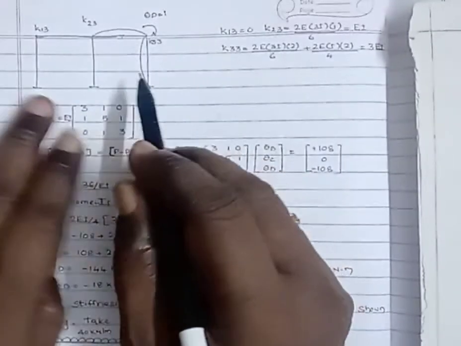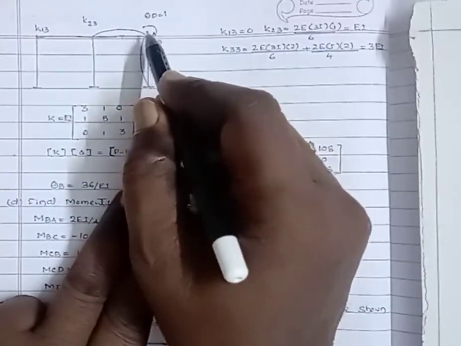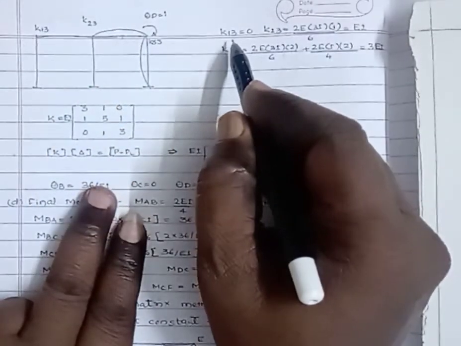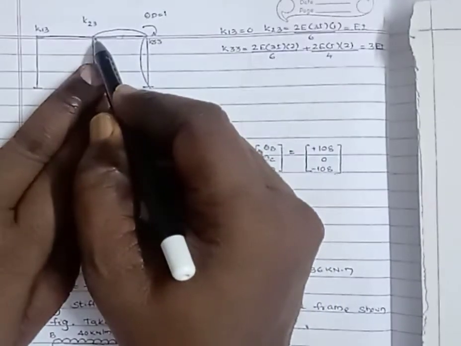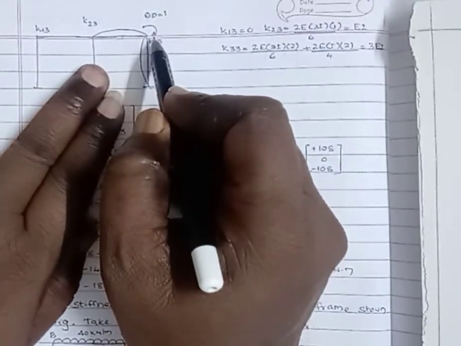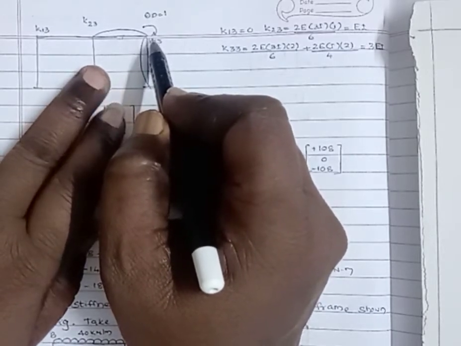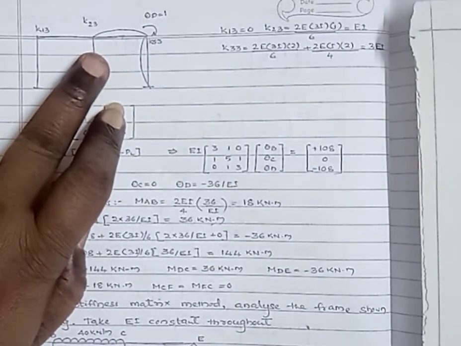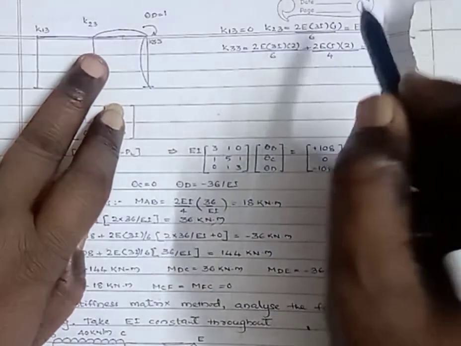Then here the stiffness element at 1, there is no effect at 1 due to the unit rotation applied at 3. Hence K13 equals 0. That is K23, this becomes the far end. Here this is the unit rotation at D, that is 2EI by L. The moment of inertia is 3I, 2 into 3I by 6. After simplification, here you will get EI.